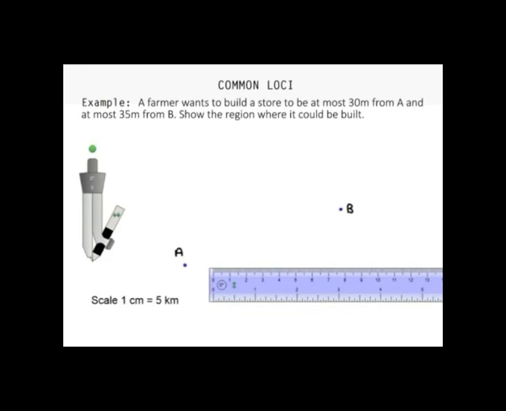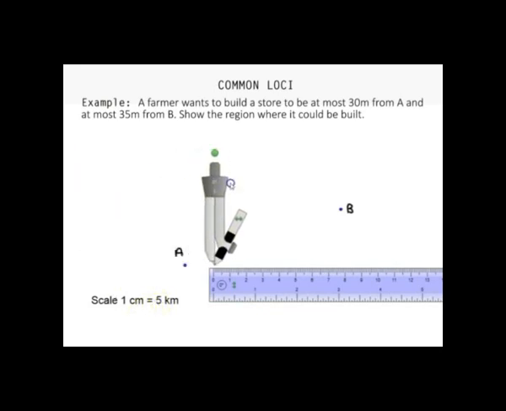Another example: a farmer wants to build a store to be at most 30 meters from A and at most 35 meters from B. Show the region where it could be built. From the scale, 30 meters will be 6 centimeters on the ruler. We measure 6 centimeters.